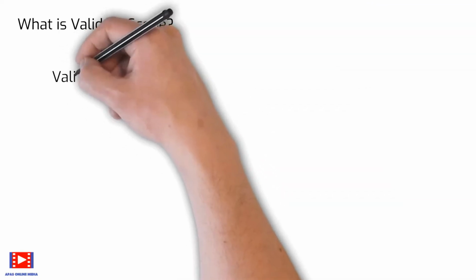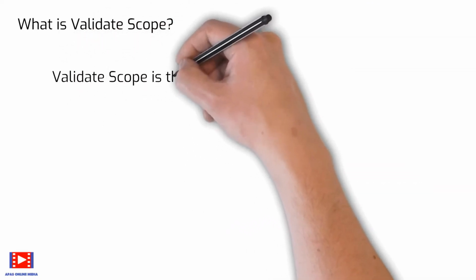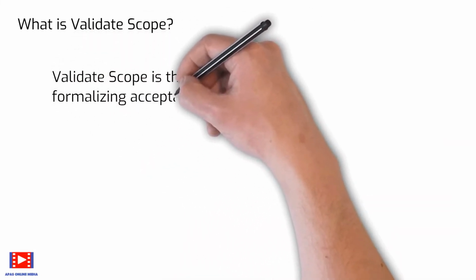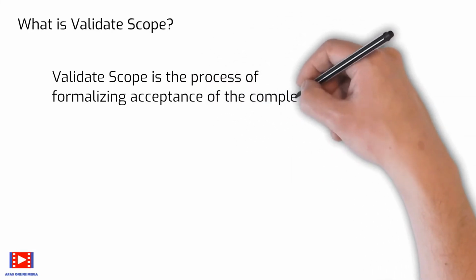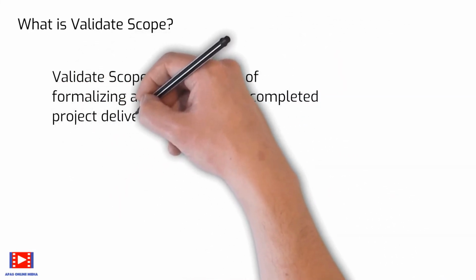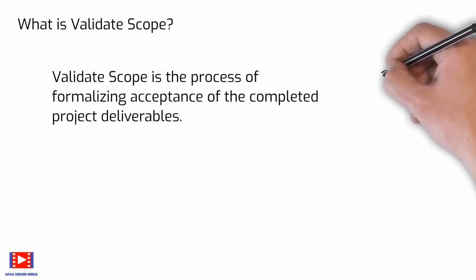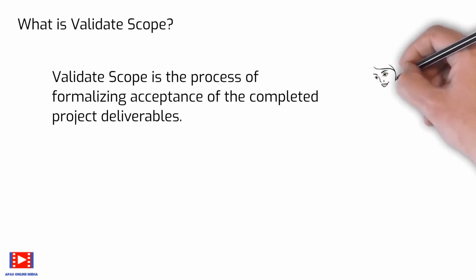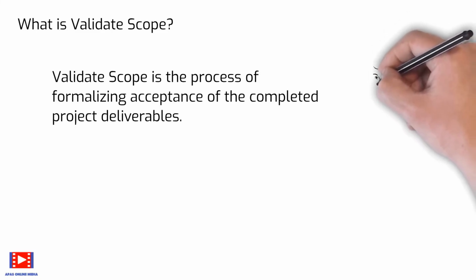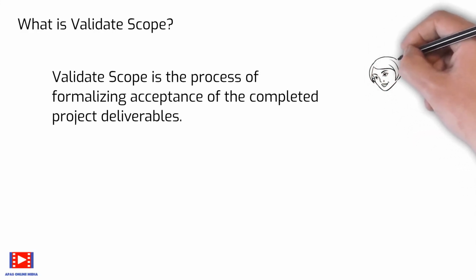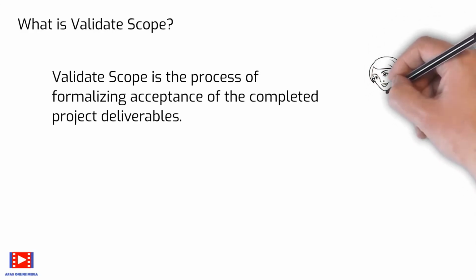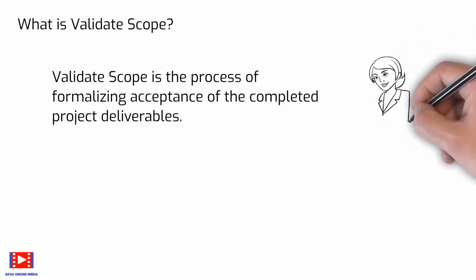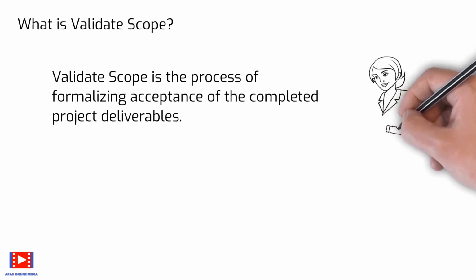What is validate scope? Validate scope is the process of formalizing acceptance of the completed project deliverables. The key benefit of this process is that it brings objectivity to the acceptance process and increases the chance of final product, service, or result acceptance by validating each deliverable.